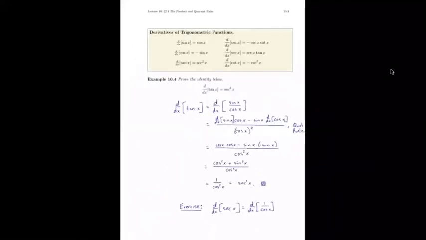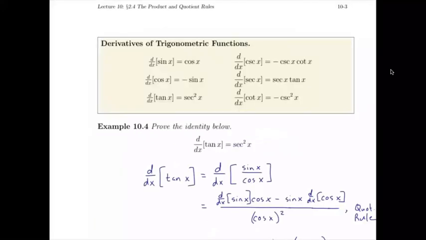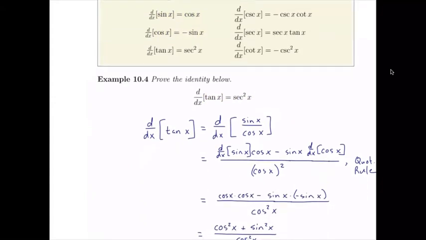Okay, derivatives of trigonometric functions. So it turns out we can take derivatives of the rest of the trigonometric functions. We've already seen sine and cosine's derivatives. We can go a little further and now talk about something like tangent's derivative, right? So this table tells us that tangent has derivative secant squared x. Well, let's prove that that's the case, right?